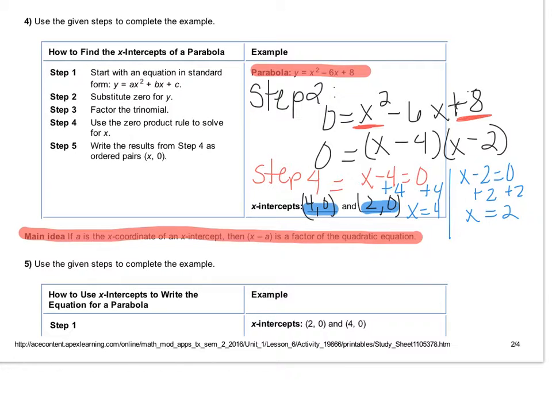Okay, so our next main idea is that if a is the x coordinate of an x-intercept, then x minus a is a factor of the quadratic equation. And we see that right here, where x minus 4 was a factor of the equation. Number 5 says use the given steps to complete the example: how to use the x-intercepts to write the equation of a parabola. All we know is that the x-intercepts are (2, 0) and (4, 0), or (4, 0) and (2, 0).